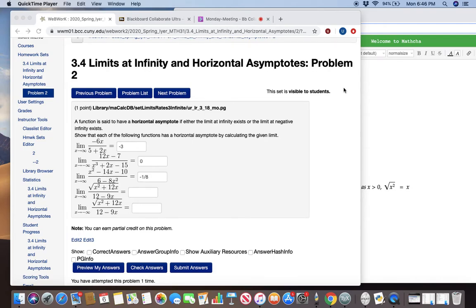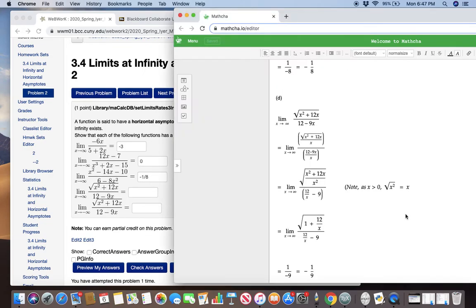I'm continuing on problem 2. Here are radical questions, okay? Limit x approaching infinity and limit x approaching negative infinity of the square root of x squared plus 12x over 12 minus 9x, and the same expression below. All right, so let's try that.